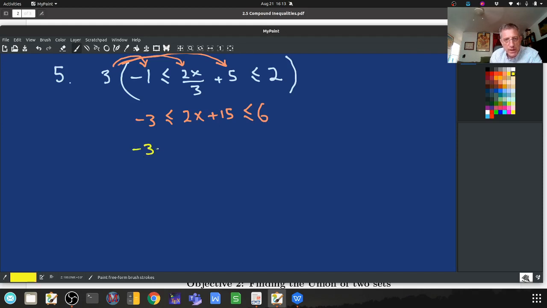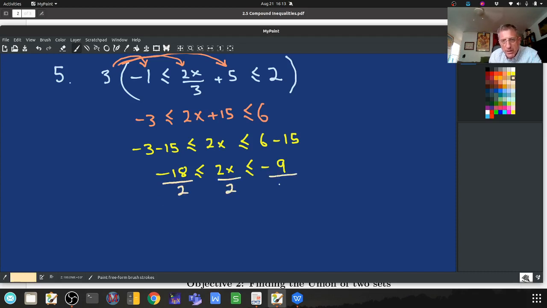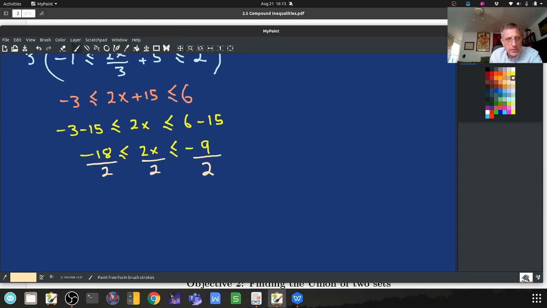So minus 3 minus 15. Why am I doing that? So I can isolate the 2x term in the middle. So this gives me minus 18 down here, and 6 minus 15 is minus 9. So what do I need to do? I have 2x in the middle, so I'm going to divide through everything by 2. 2 is a positive number, so there is no flipping of the inequality signs.